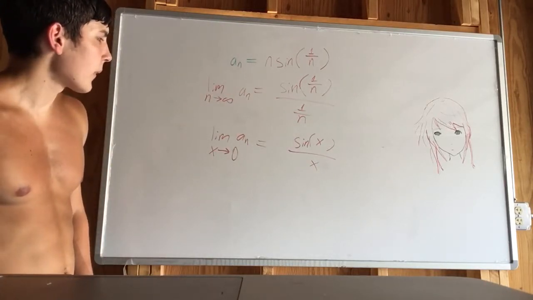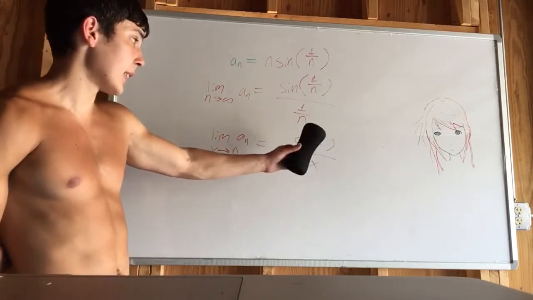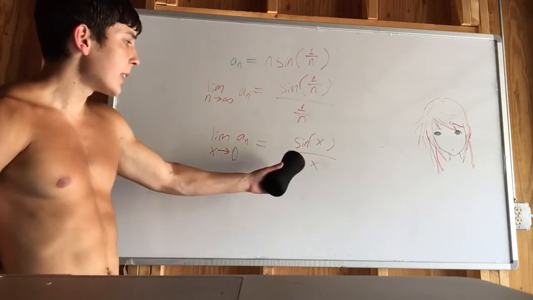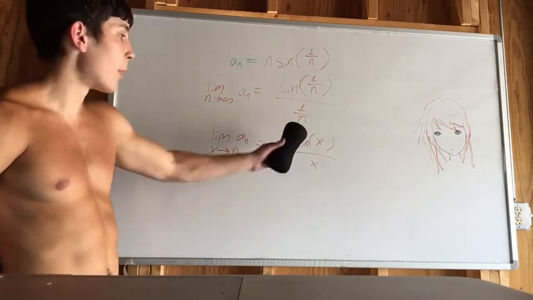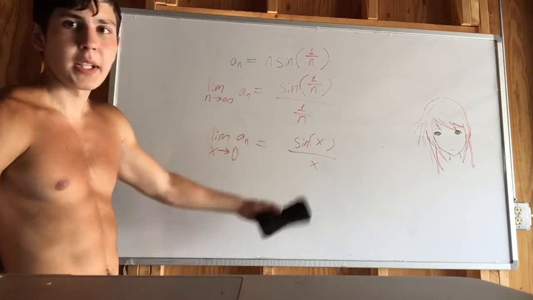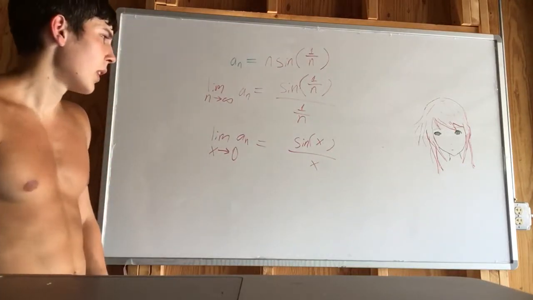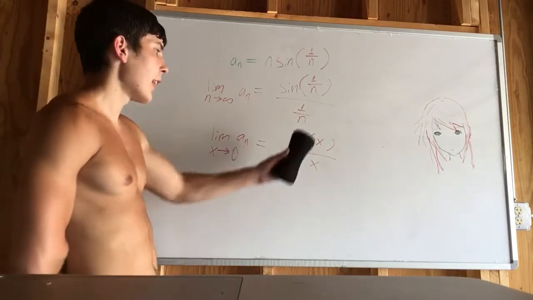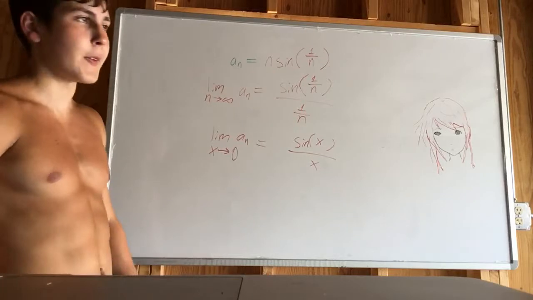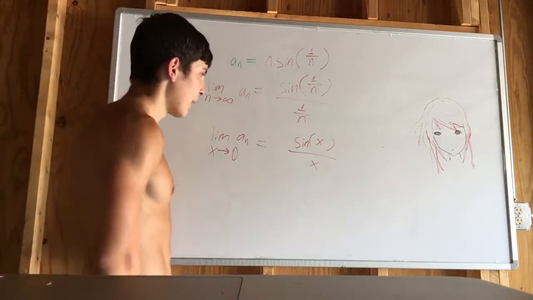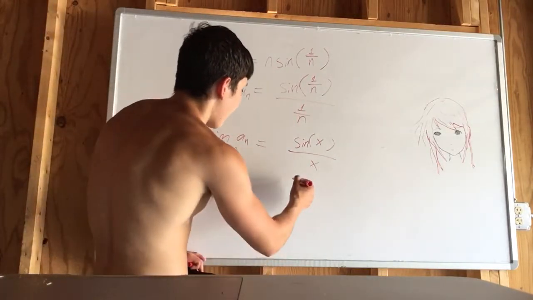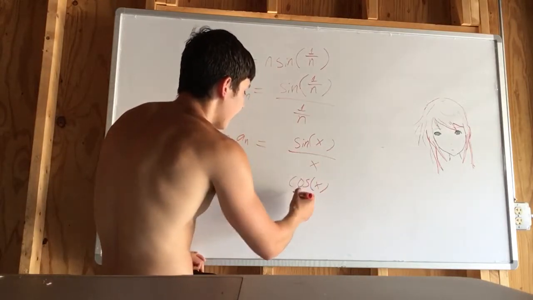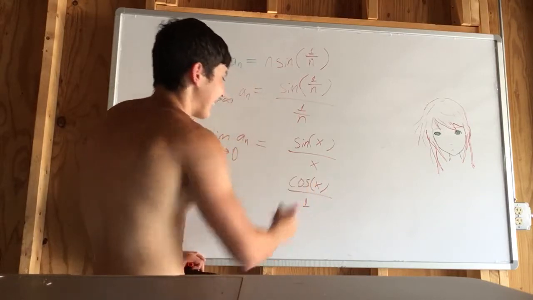So now what do we have? We've got sine of x. Sine is approaching 0. This is approaching 0. We could take the derivative of both the top and the derivative of the bottom. This is L'Hopital's rule. L'Hopital's rule is permissible whenever you have infinity over infinity or 0 over 0, and you're taking the limit of that. So here we have cosine of x. That's the derivative. And we've got 1. That's the derivative of x.